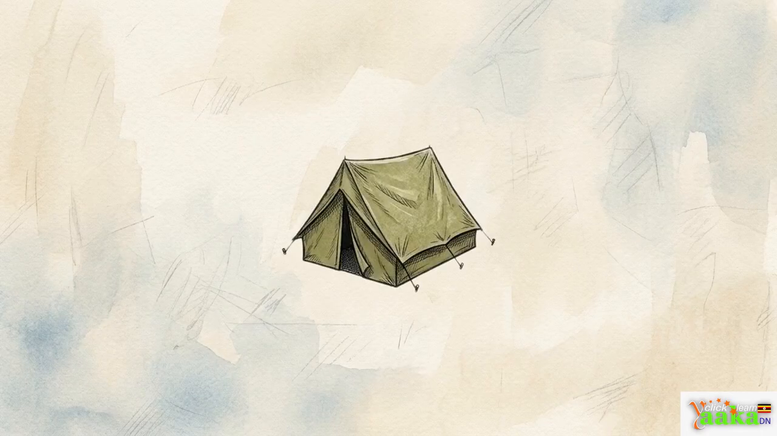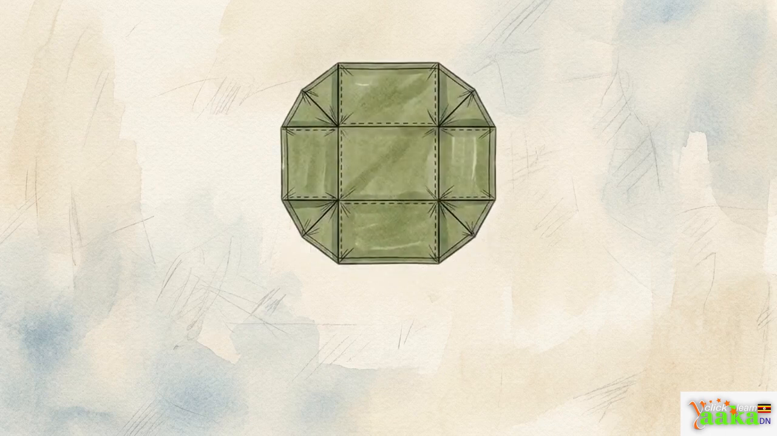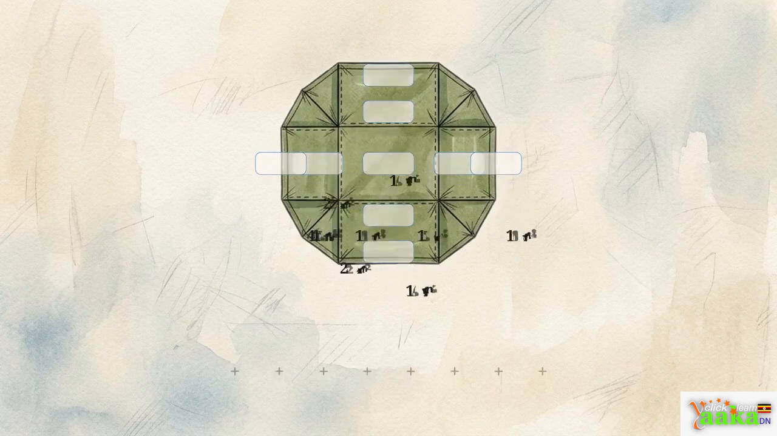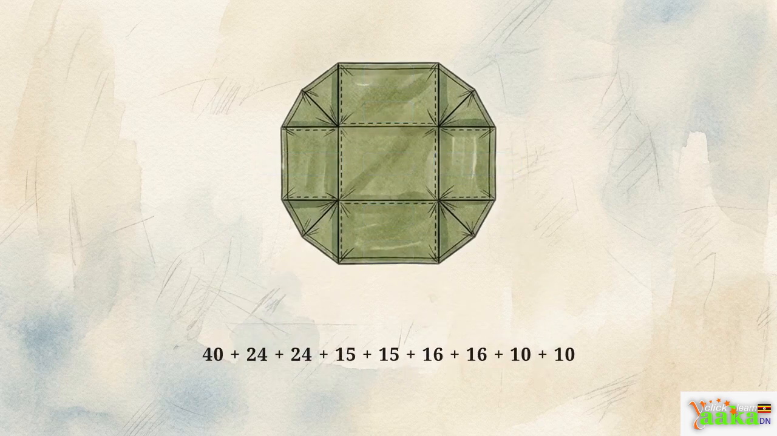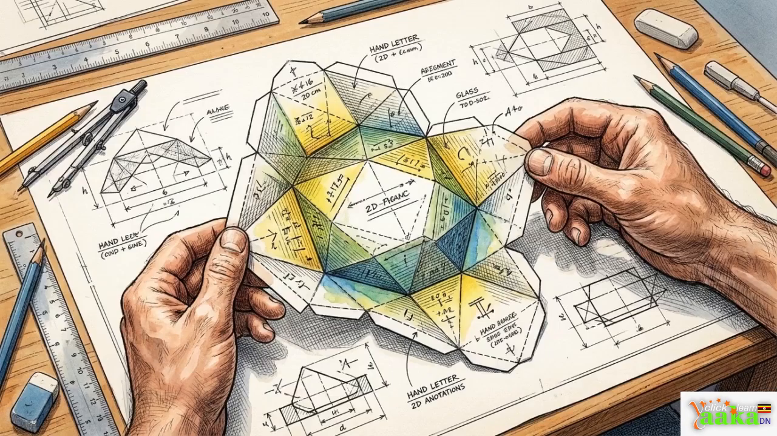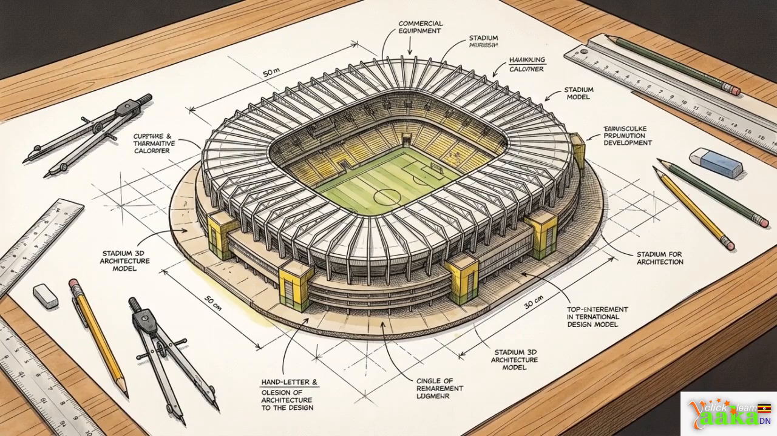Unfolding the tent into a net reveals 9 simple shapes: 1 floor, 4 walls, and 4 triangular roof panels. By calculating the area for each piece and adding them up, we find the scouts need exactly 170 square meters of canvas. Breaking down a large structure into its component flat shapes makes even complex building projects easier to measure and plan.